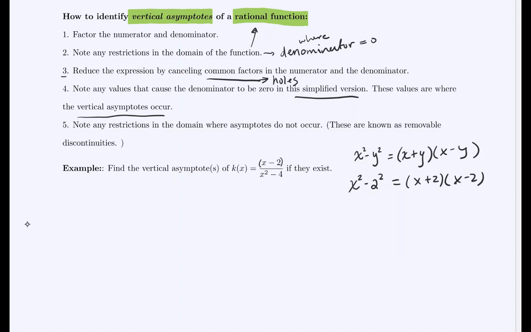So writing that out, we've got our k of x. And we're doing step 1, factoring the numerator and denominator if necessary.